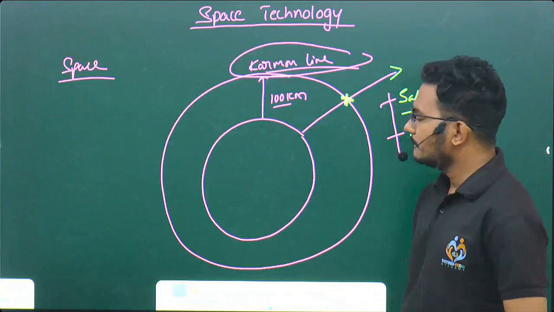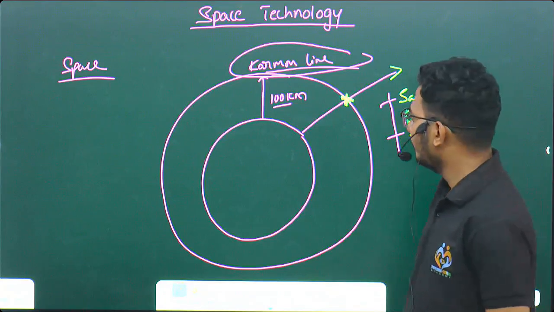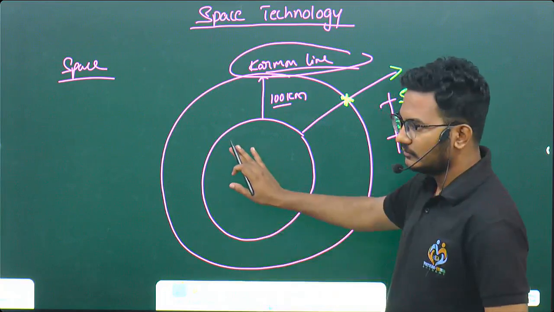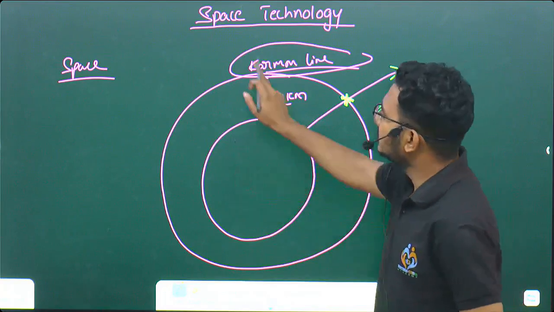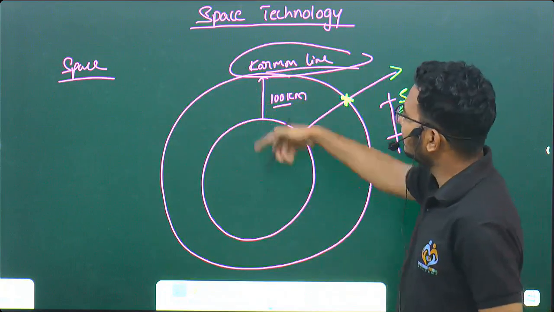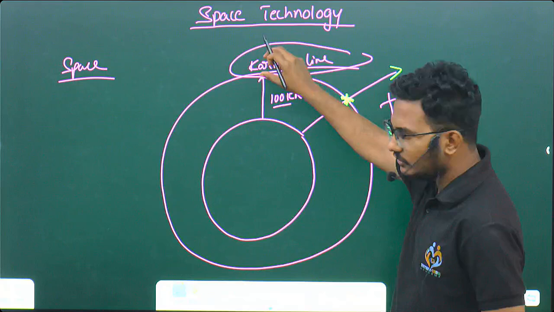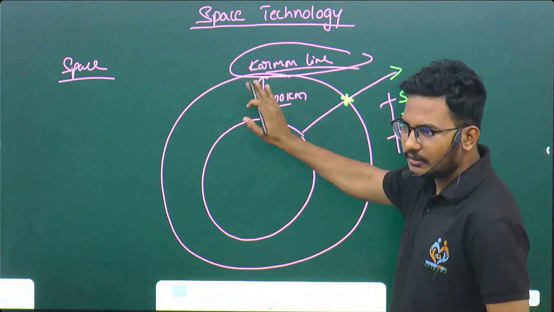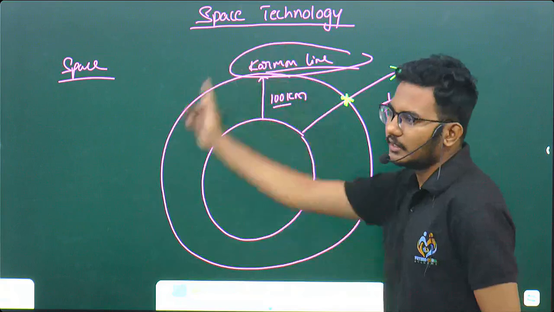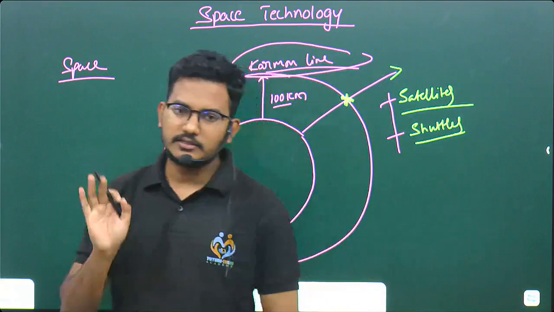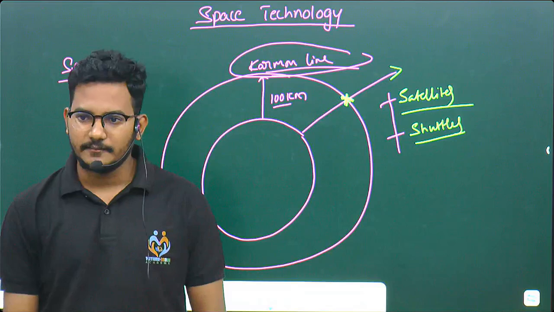Now let me talk about satellite. A satellite is something which is associated with the orbit. Whenever I throw the satellite into space or into the atmosphere, because of the gravity of the earth, it will rotate around the earth. So this is called a satellite.